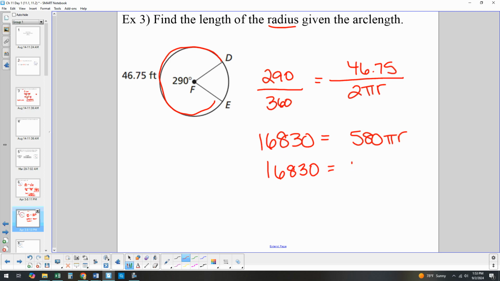So this would have been 1822.12r. And now I'm going to divide both sides by that number. So I get r is 9.24 feet.